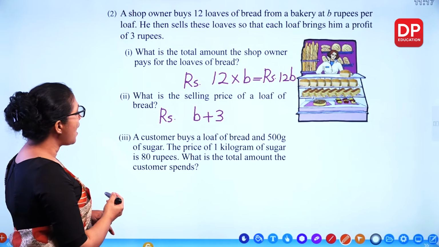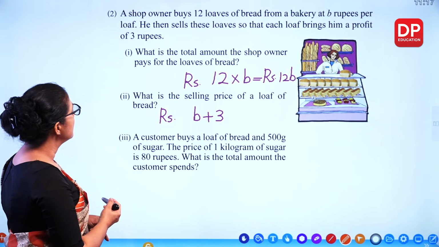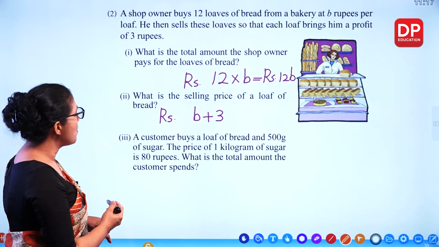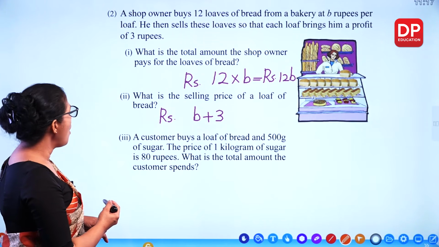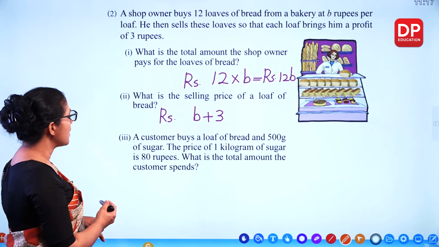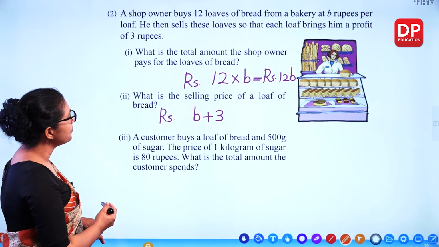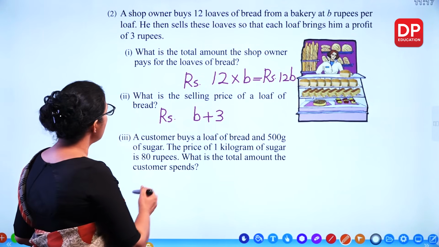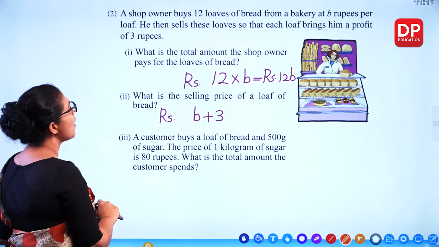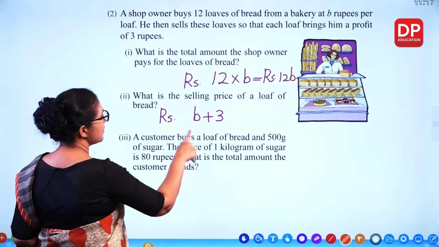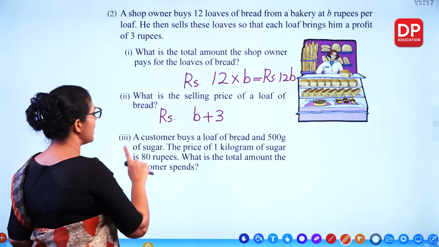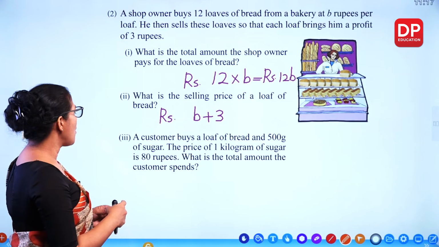A customer buys a loaf of bread and 500 grams of sugar. The price of 1 kilogram of sugar is 80 rupees. What is the total amount the customer spends? Now see, a customer buys a loaf of bread. So what's the price now? B plus 3. And 500 grams of sugar. The price of 1 kilogram of sugar is 80.